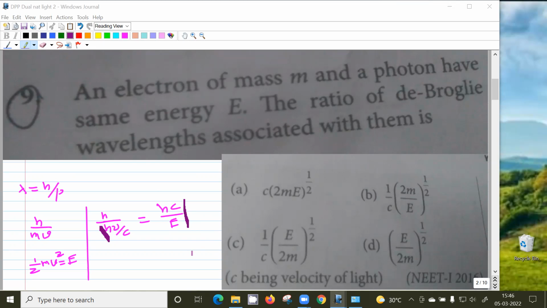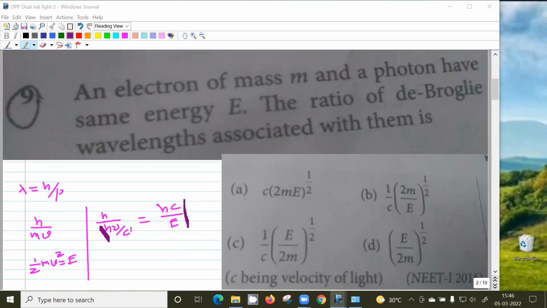Are you able to do it? Yes, sir. Option C. You check the answer. C only, sir. Okay, so write in the corner of a paper this relation: for a photon, the momentum is h nu by c. Just write it down.